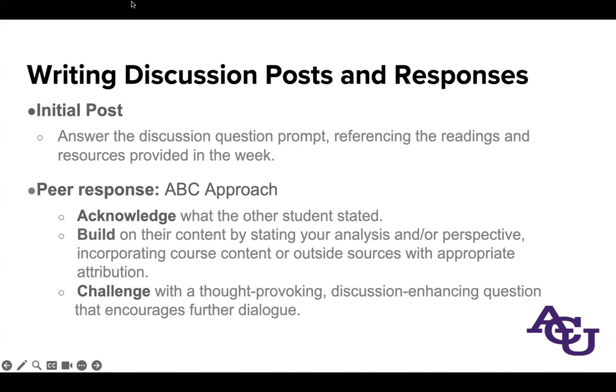Sometimes if you want to do a peer response, you can use what we call the ABC approach. Acknowledge what the other student stated kindly, build on their content by stating your analysis or perspective on what they said. Make sure in your response you incorporate course content or outside sources with appropriate attribution, just like when you responded to your initial post, make sure you're tying it in. And last, you want to challenge with a thought-provoking, discussion-enhancing question that encourages further dialogue.